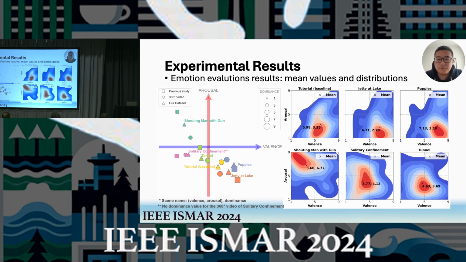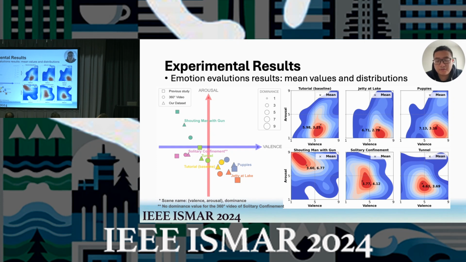However, from the distributions on the right side, we can see there are still some people who felt high arousal and high valence at different scenes. This is quite interesting for emotional studies like these, because emotion is quite a subjective experience. For the same thing, people felt quite differently.